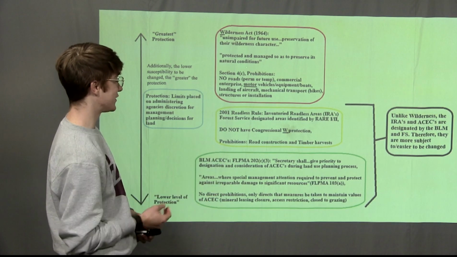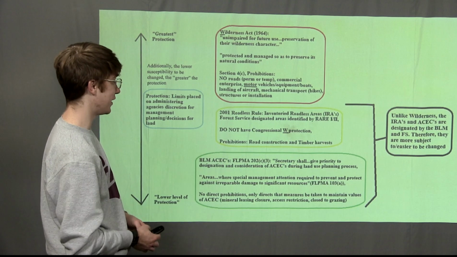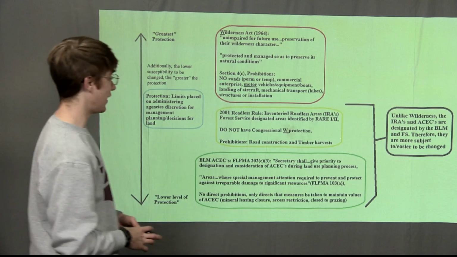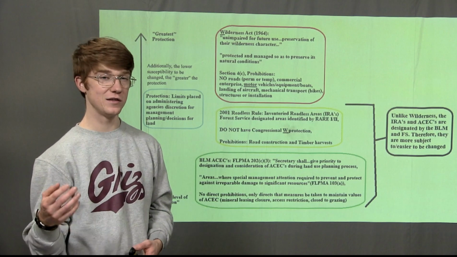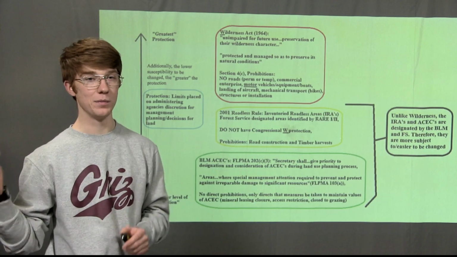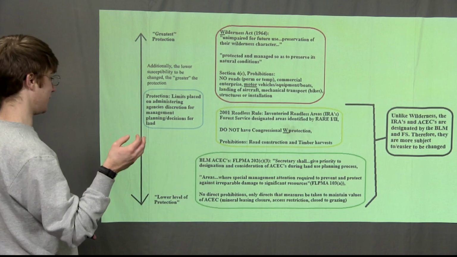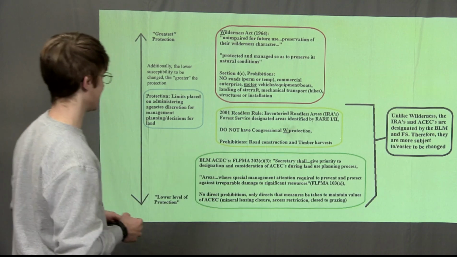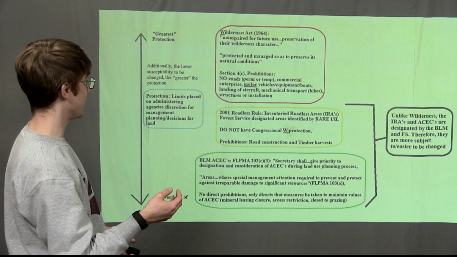They're found in FLPMA 202: the Secretary shall give priority to the designation and consideration of ACECs during the land use planning process. These ACECs are areas where special management attention is required to prevent and protect against irreparable damage to significant resources. Within the ACECs, there are no direct prohibitions. What's restricted will be determined in that RMP planning process. Are there going to be road closures? Are there going to be buffer zones for sage grouse? Are we going to withdraw it from mineral leasing? That's all determined in the land planning process.